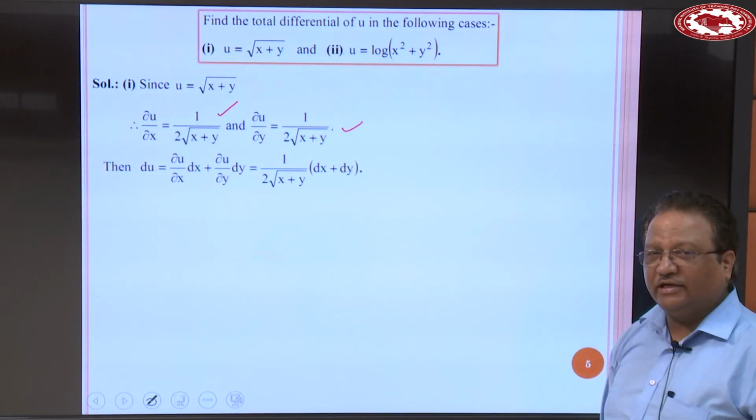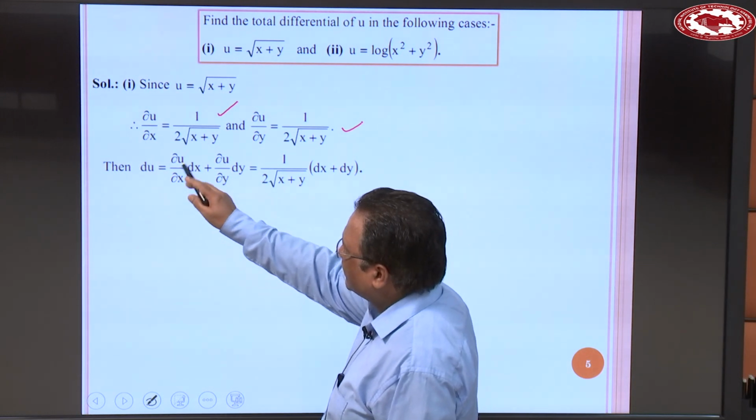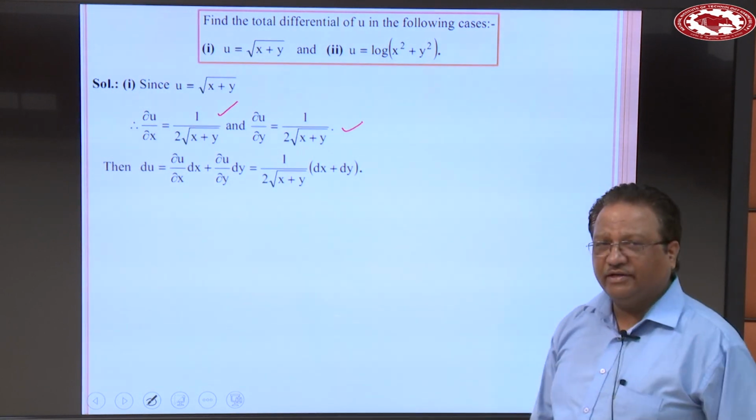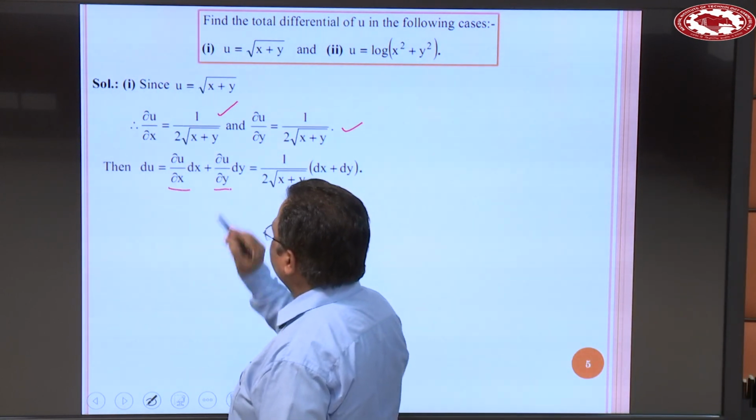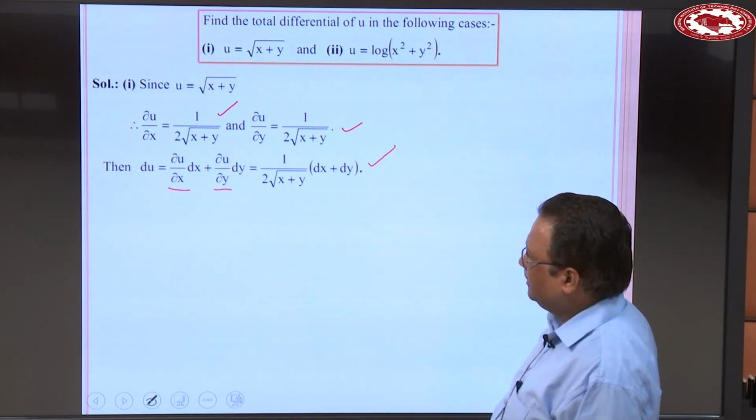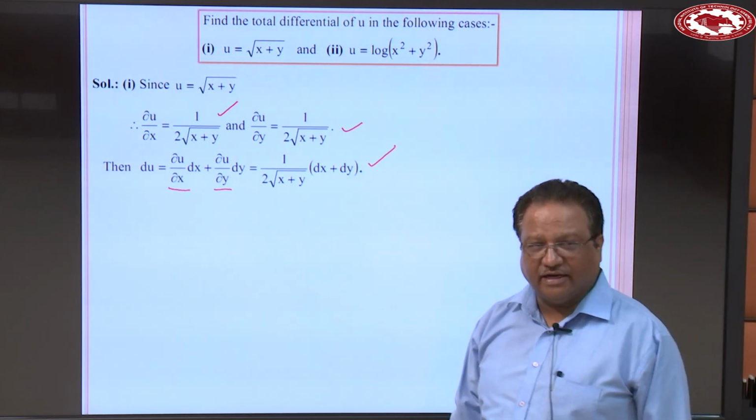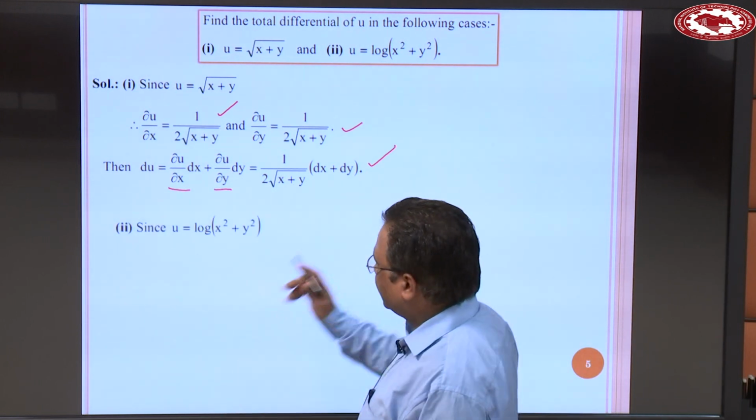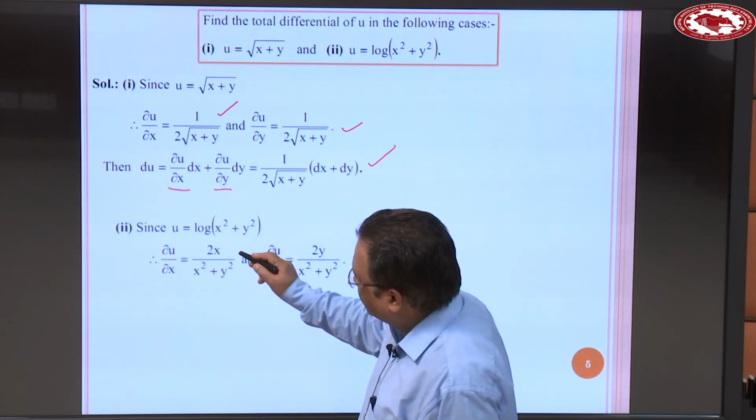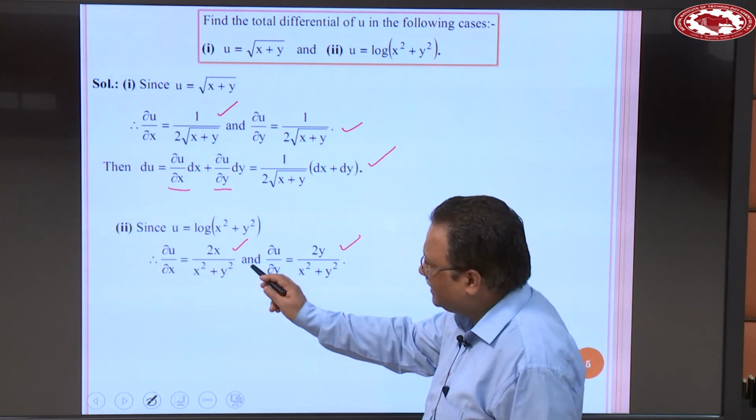Now, calculate total differential. Total differential means du. So, du is equal to, by definition, ∂u/∂x dx plus ∂u/∂y dy. Substitute the values of this and this, ∂u/∂x and ∂u/∂y. When you substitute, we obtain this result. So, this one is the total differential, right. This one is the total differential. Now, in second case, u is equal to log(x square plus y square). Calculate ∂u/∂x and ∂u/∂y. ∂u/∂x is 2x divided by x square plus y square.